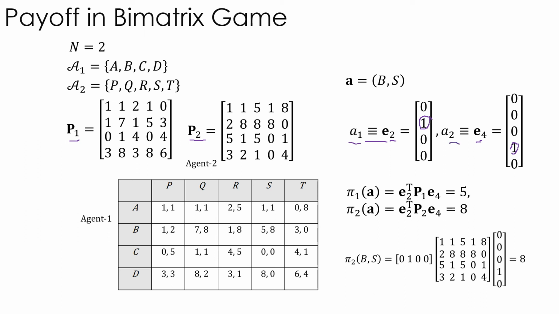So pi 1 of A, which is BS, is equal to E2 transpose P1, because we are looking at agent 1, times E4, which is equal to 5. Likewise, payoff pi 2 of A, agent 2's payoff, is E2 transpose P2 here, because we are looking at agent 2 now, times E4, which is 8. So we can compute the payoffs from these vectors of actions and the payoff matrices.